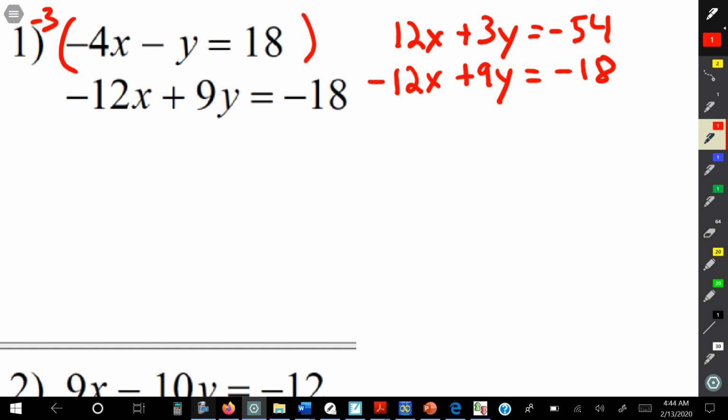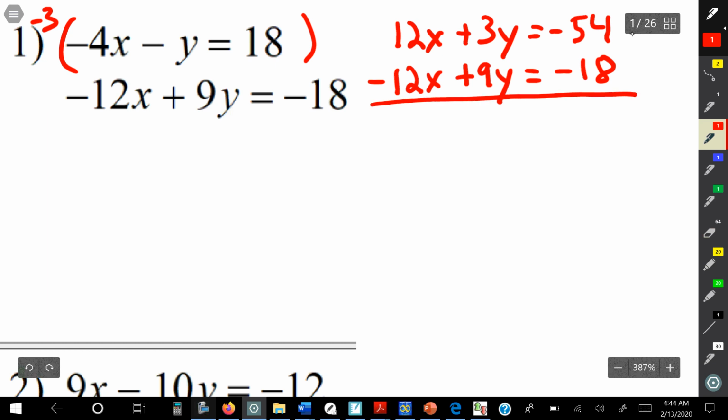All right. Now, once I do that, I can go ahead and go through my process of eliminating. I just have to add in each column. The 12x minus 12x is going to be 0, which is what I wanted. And then the 3y plus 9y is going to give me 12y. And negative 54 plus negative 18 is negative 72. Now I'm just going to divide by 12. The y is equal to -6.